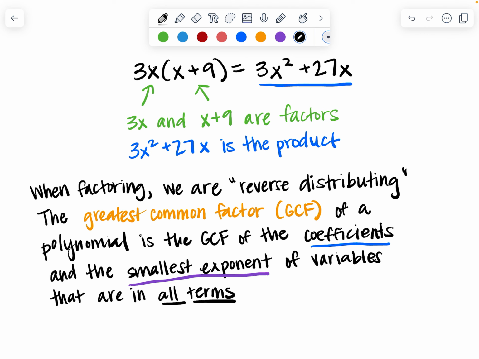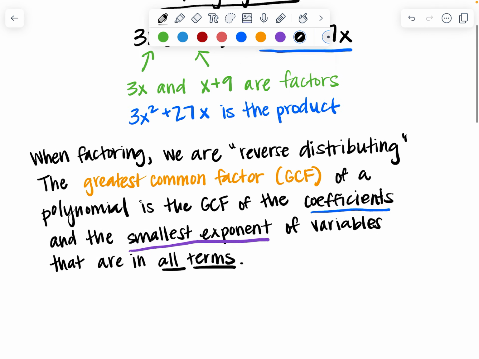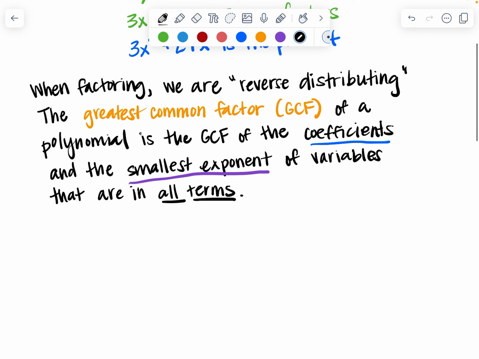Very important that the variable has to be in all of the terms in the polynomial to be in the greatest common factor. So let's look at an example. We're going to start with the product and decide what were the factors. First step is you have to determine what the greatest common factor is.